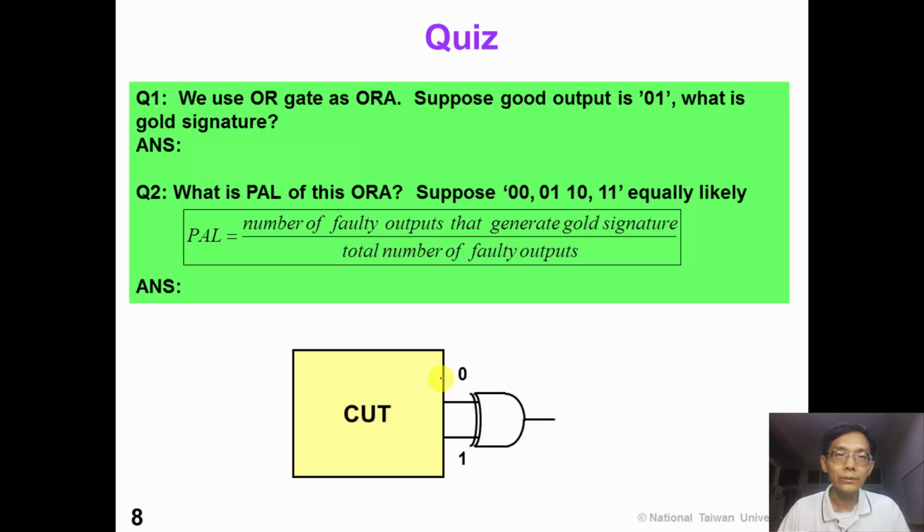Here is a small quiz for you. Suppose we have this CUT which has two outputs. Suppose the good output is 0, 1, and we use an inclusive OR gate as our ORA. So, what is the good signature? Question number 2. What is the probability of aliasing of this ORA? Suppose that the 4 possible CUT outputs 0001, 1011 are equally likely. Now please pause the video and do the exercise.